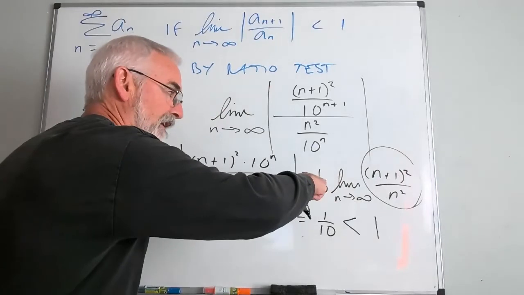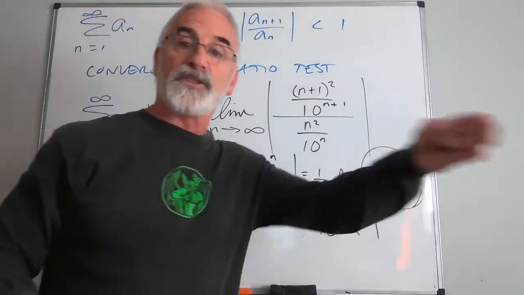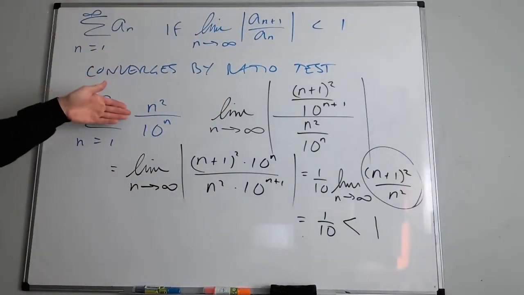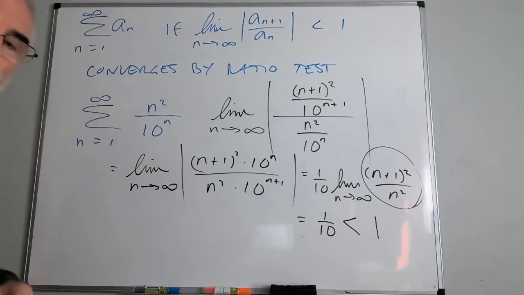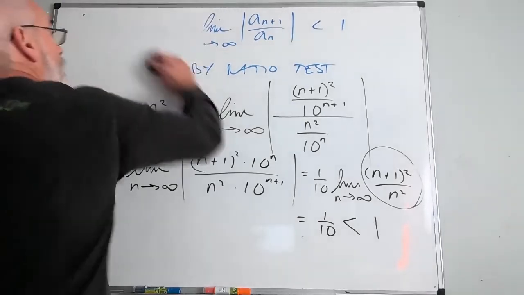My ratio of consecutive terms is getting closer to 1/10 forevermore. It becomes indistinguishable after a little while. So cool. So we figured out a way to test this series by treating it as if it were geometric in nature. That's what the ratio test is. Okay, let's do another one.